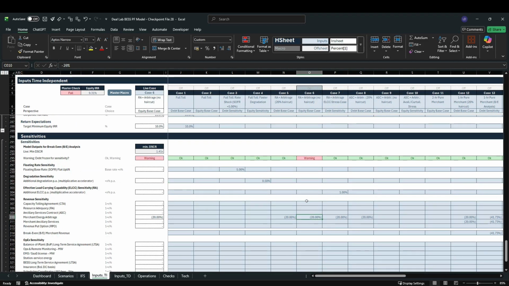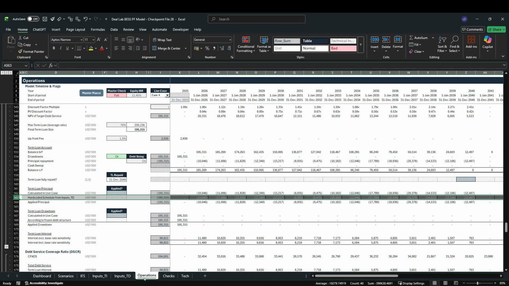We could take off the merchant haircut, move back to the operations sheet, and then you would notice that our calculated live case would now be the applied debt principal. Let's hit our macro. And what you might have noticed is once we hit our macro, our hard-coded schedule from our inputs time dependent sheet shifted up by like $10 million.